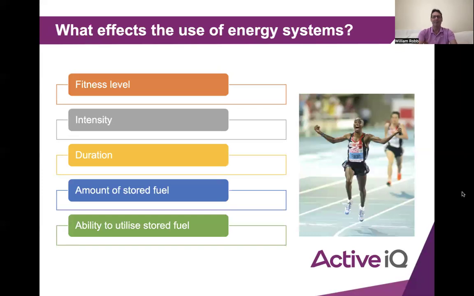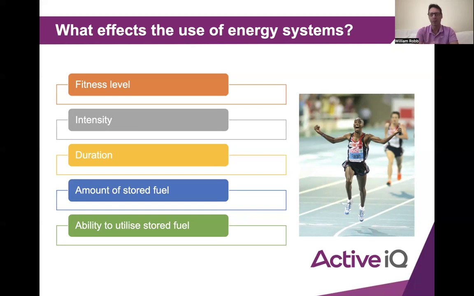So things that will influence what energy system we use are your current fitness levels. So if you're pretty unfit, you'll probably stay using the aerobic energy system. The intensity of the exercise, remember, if you're about 95%, 100% maximum, you're going to be creatine phosphate. If you're about 50% maximum effort, you're going to be using aerobic. So whatever the intensity of the workout is going to determine the energy system.